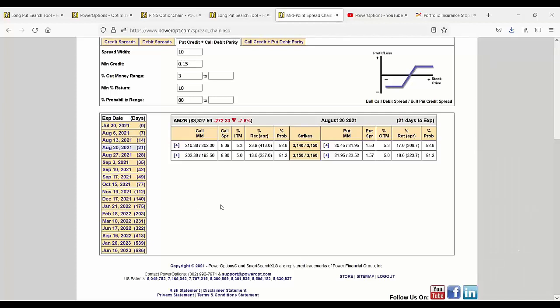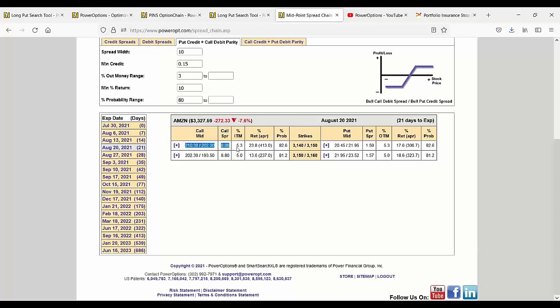Okay, and sorry, what are we looking at? What is this parity view? Okay, well, this is the bull put. So this one here for Amazon, 21 days standard expiration, I'd be selling the 31.50 with Amazon at 33.27 and buying the 31.40 put. Midpoint net credit is $1.50, which gives me a 17.6% return and an 82.6% probability assigned.